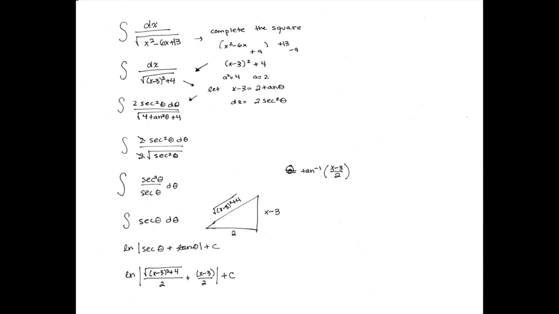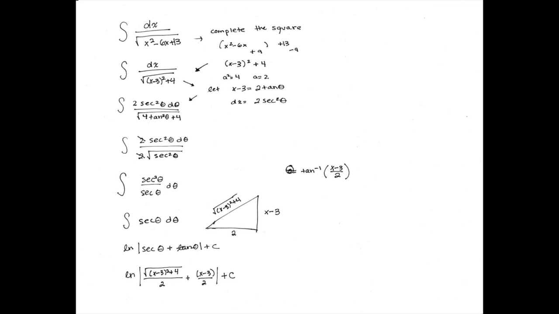We have the integral of dx over the square root of x squared minus 6x plus 13. We have to change this one a bit so that we can have it in the form of a variable squared plus a squared. What we're going to do is complete the square. We take x squared minus 6x, move that to the side, then plus 13. To complete the square, we add 9 and subtract 9, so that you're adding 0 and it will be equal.